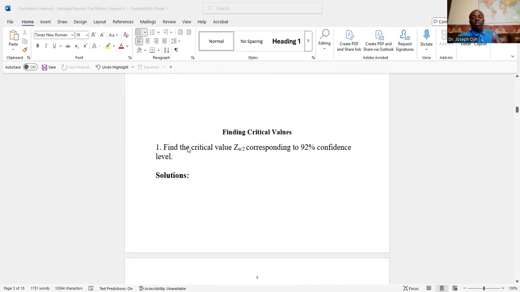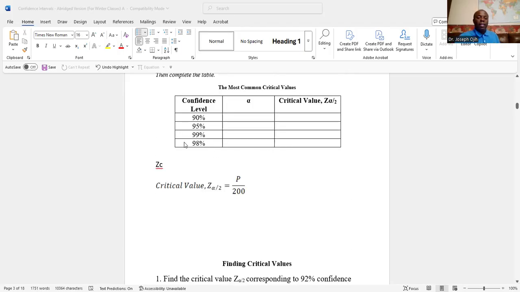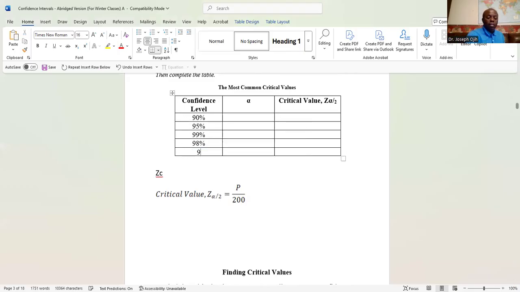Or they can ask it this way: find the critical value Z alpha over 2 corresponding to 92%. See? Because of that, I'm going to add 92% here. Okay. So now let us put it in Excel so you can find the critical value.